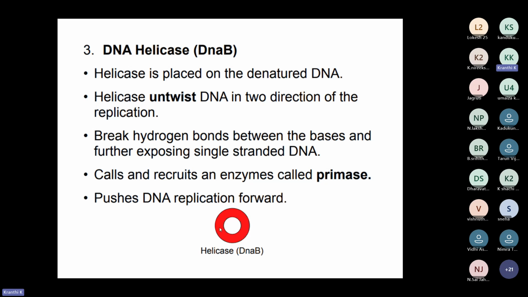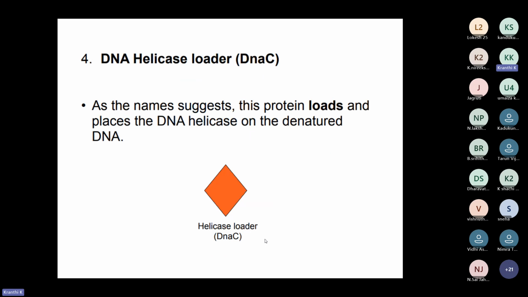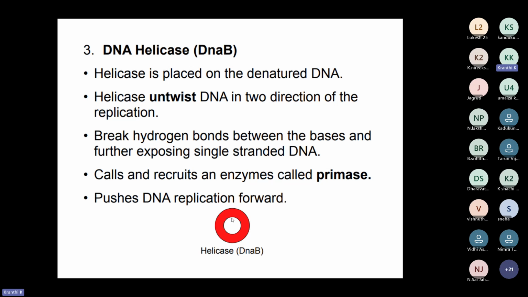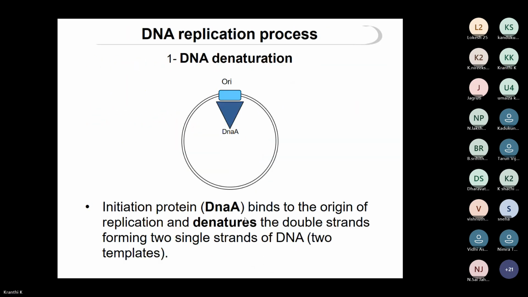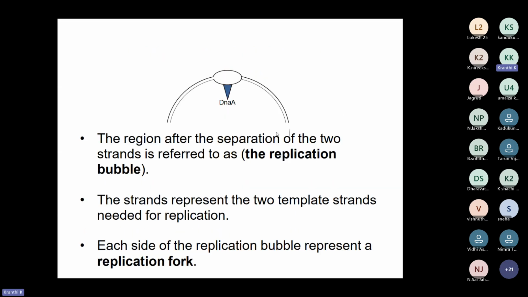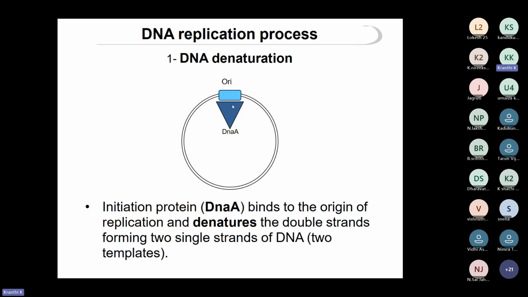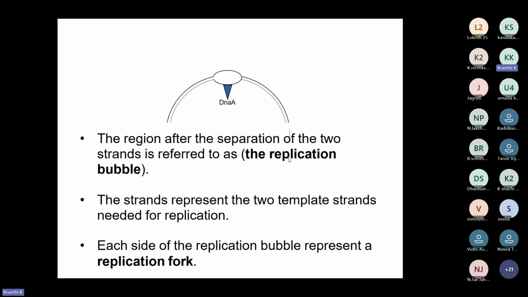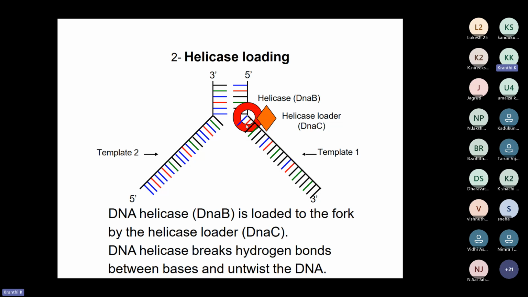And who will incorporate this helicase? That is DnaB, and there is one more protein called DnaC. We call this a DNA helicase loader. This DNA helicase loader will load the helicase onto the double strand like this. See, first what is happening? This DnaA protein is denaturing the double strand. And after denaturing the double strand, this helicase brought by the loader, DnaC, will load the helicase, DnaB.